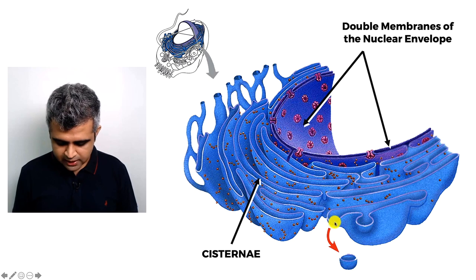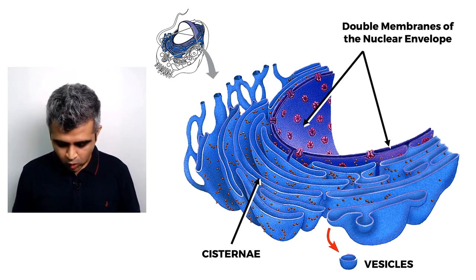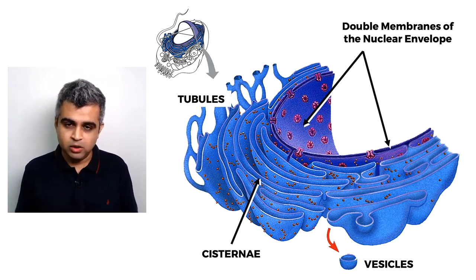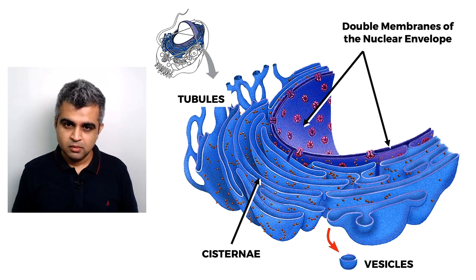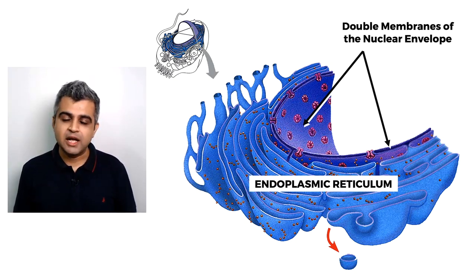From the cisternae, you can see that these little pouches are getting off, and these tiny little spheres can be called as vesicles. Connecting all of this together are these various tube-like structures, which will be called as tubules. So within the cell, you now have this reticulum, this network of repeating units of cisternae, vesicles and tubules. That, dear students, is called as endoplasmic reticulum.